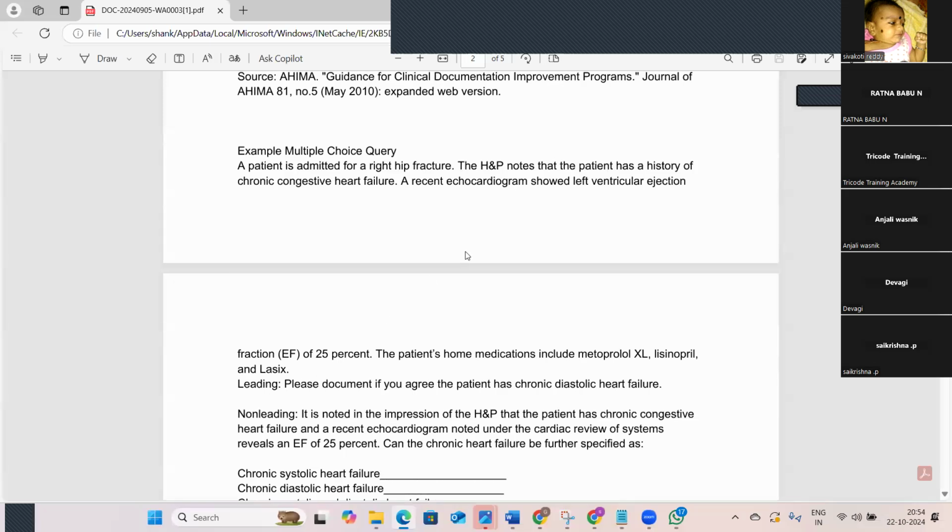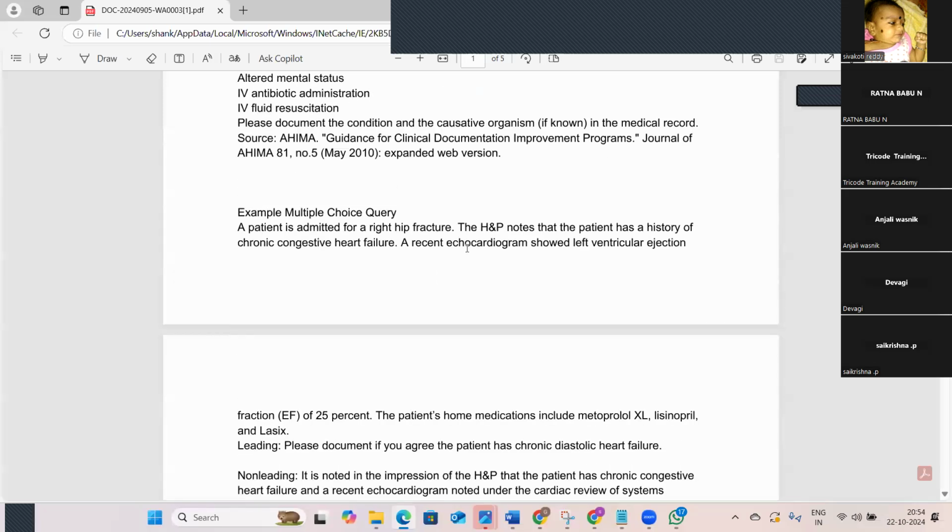Okay. So, as I clearly told before, what is a compliant query? We should have documentation, clinical indicators, and treatment. Do we have them here or not? See, the H&P says the patient has chronic congestive heart failure, so he provided the medical documentation here. Then what indicators did he provide? The echocardiogram showed a left ventricular ejection fraction of 25%, so this is one indicator. He provided the medical documentation and he provided treatment also. Then it is a compliant query.